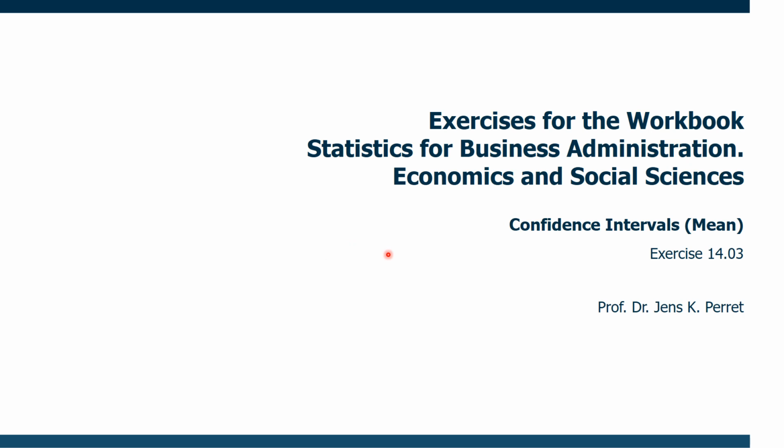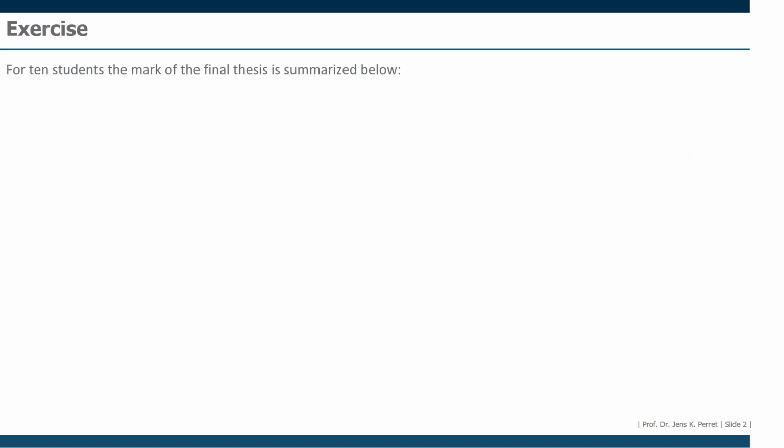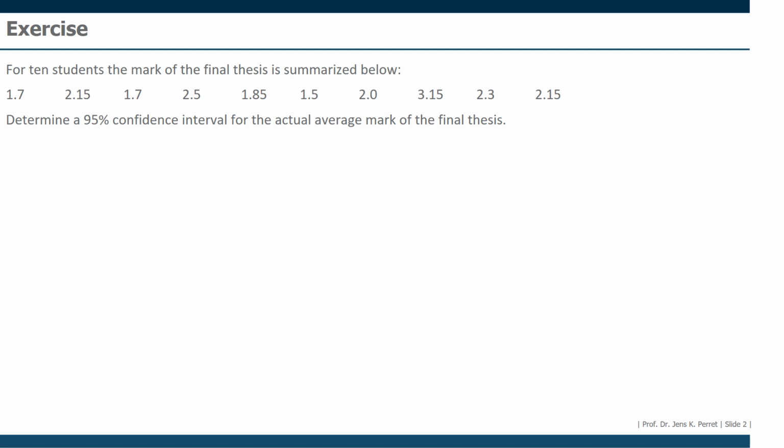This time I'm going to talk about an exercise on the confidence intervals for means. So let's have a look at the exercise. For 10 students, the mark of the final thesis is summarized below. And we have here the information about the students. And our task: determine a 95% confidence interval for the actual average mark of the final thesis.